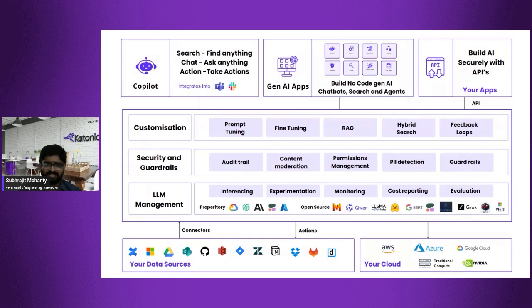On the left, you will see the connectors for various data sources, from cloud storage to project management tools. On the right, the highlight is our cloud compatibility, ensuring our platform works seamlessly with major cloud providers and specialized hardware like NVIDIA GPUs. This slide really underscores the end-to-end nature of our platform, whether you are just starting with AI or looking to scale your existing AI operations. Our solution provides the tools and flexibility you need to succeed.